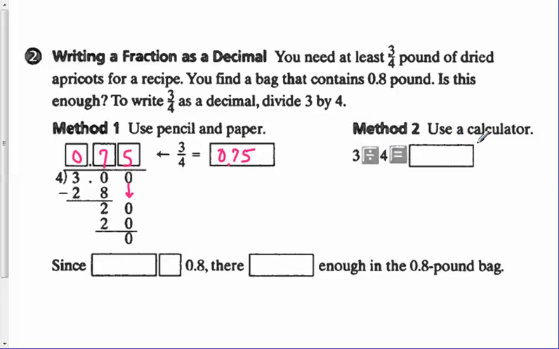Another method would be to use a calculator, but a calculator might not always be handy. However, 3 divided by 4 is 0.75. So since 0.75 is less than 0.8, there is enough in the 8/10 of a pound bag.